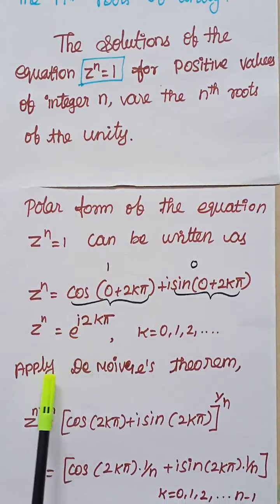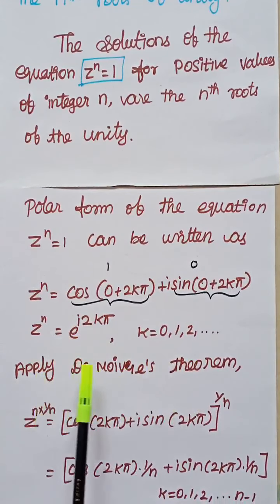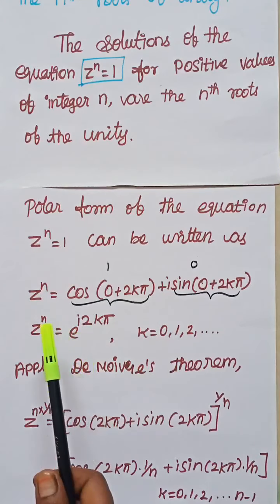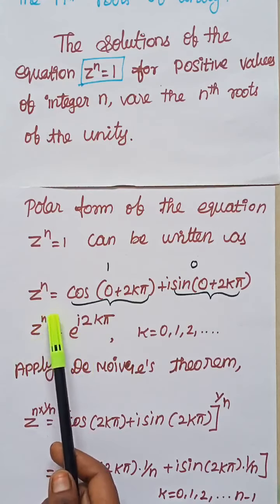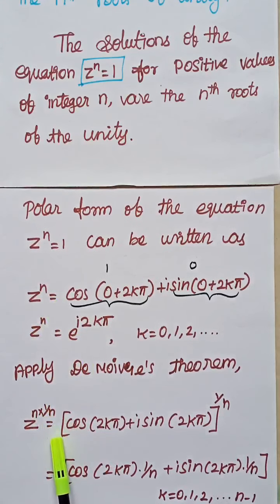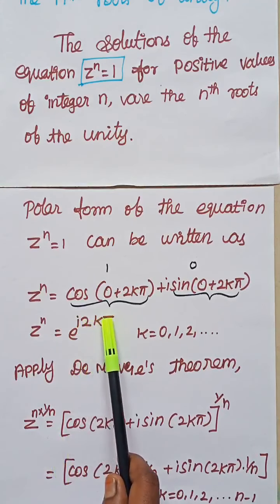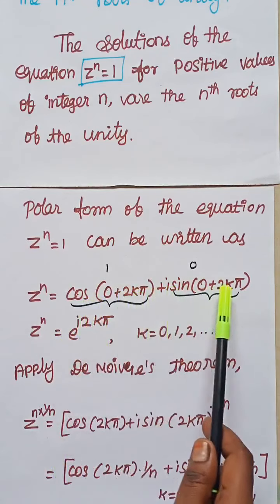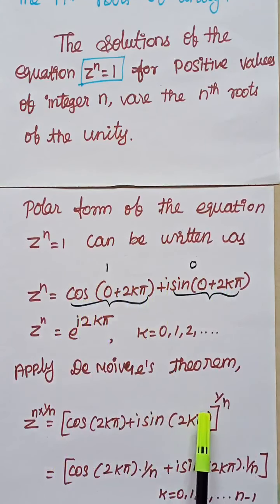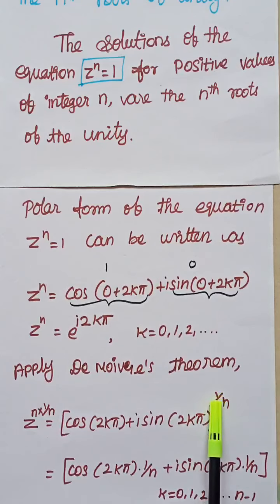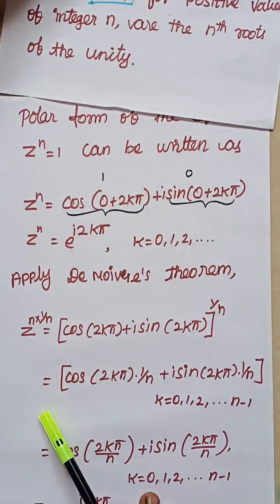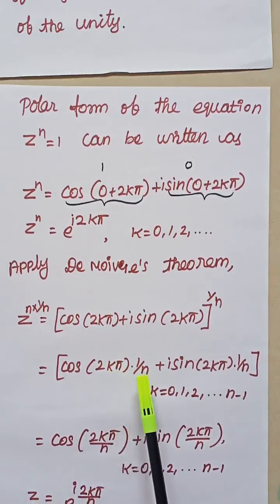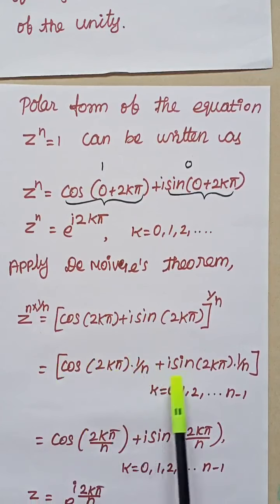Now apply De Moivre's theorem before taking the nth root. The nth root means z power n the whole power 1 by n, which is equal to e power i theta, written as cos 2k pi plus i sin 2k pi, the whole power 1 by n, which is equal to cos 2k pi into 1 by n. Where does this term come from?